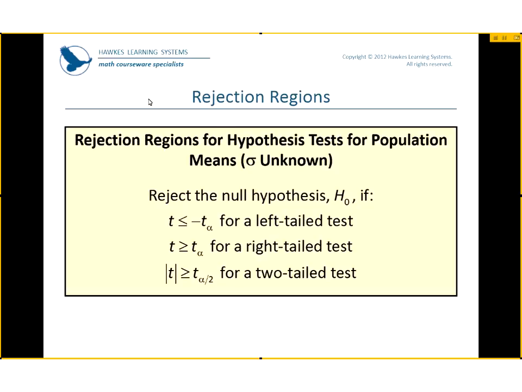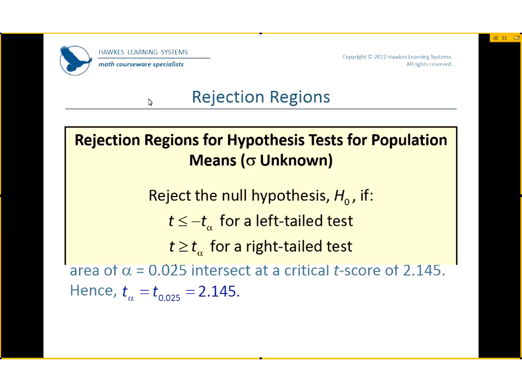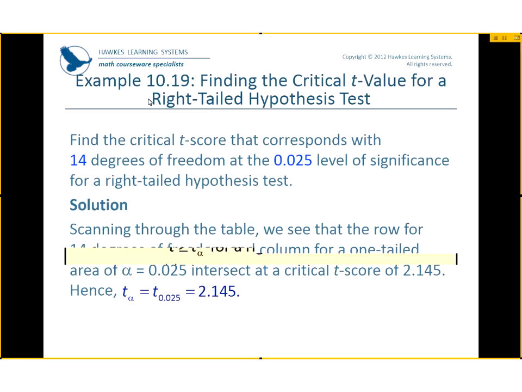Rejection rules for the hypothesis test for a population mean where the standard deviation is unknown: you're going to reject the null if t is less than or equal to negative t alpha for a left-tailed test, t is greater than or equal to t alpha for a right-tailed test, or the absolute value of t is greater than or equal to t alpha divided by 2 for a two-tailed test. We're using the t-table that we used in 8.2. So we did that, and now we're going to use those t-values we looked up.